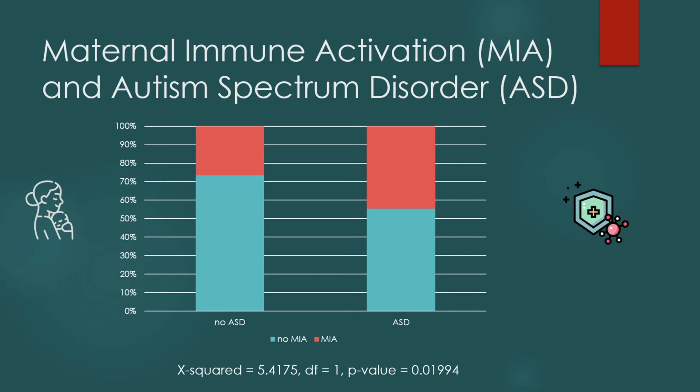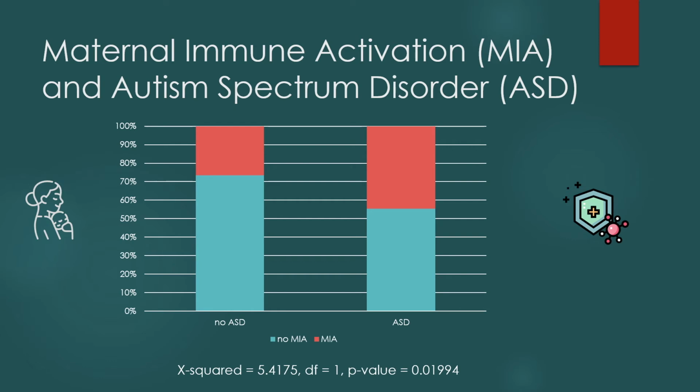Maternal immune activation is the activation of the maternal immune system during pregnancy and is a well-known risk factor for autism spectrum disorder. MIA has been associated with a disturbed gut microbiome in animal studies, but clinical research is still missing. So here we investigated the relationship between MIA and the gut microbiome of 174 children.